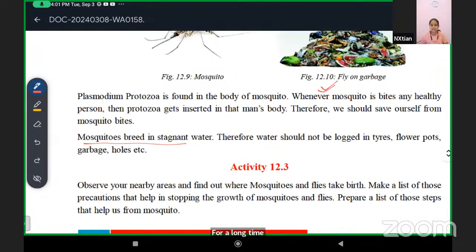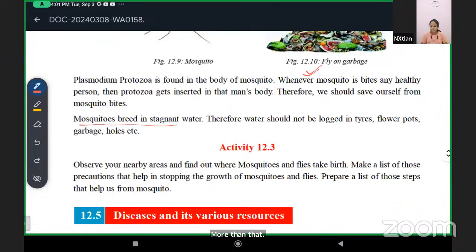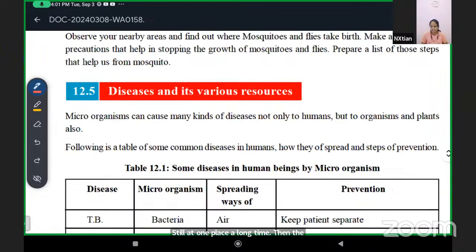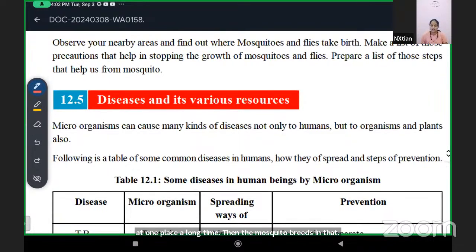Sorry, can you repeat that? Water that is still, not shaken. Yes, water that is still at one place for a long time, the mosquito breeds in that. And then if it bites you, that is harmful for us.